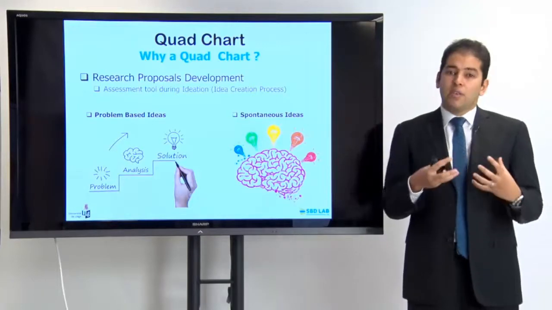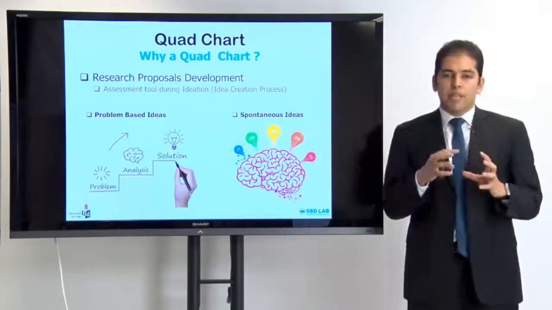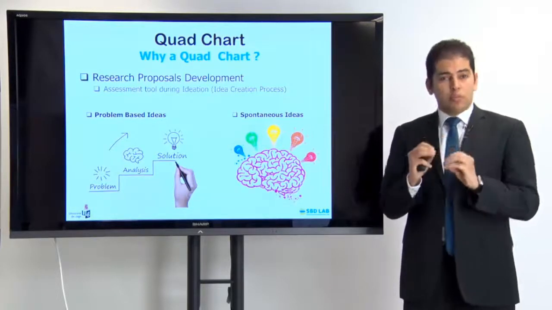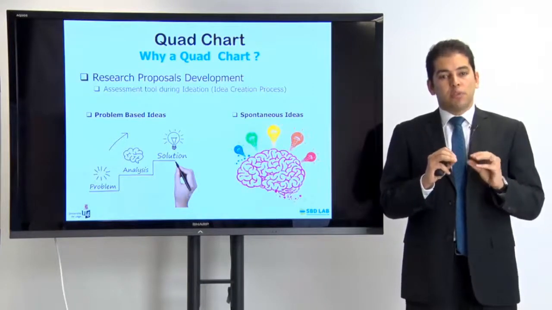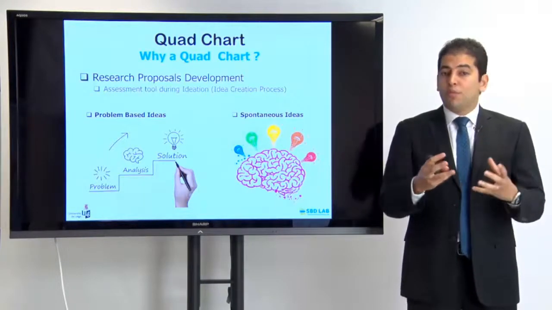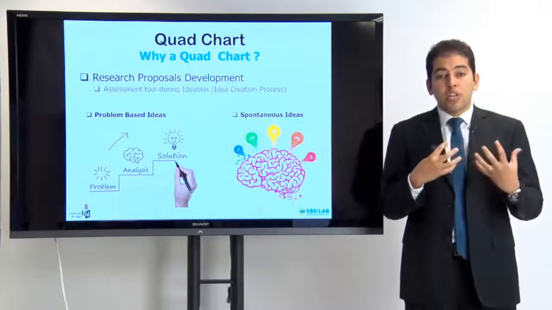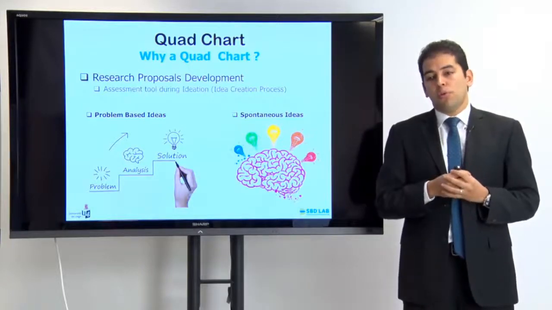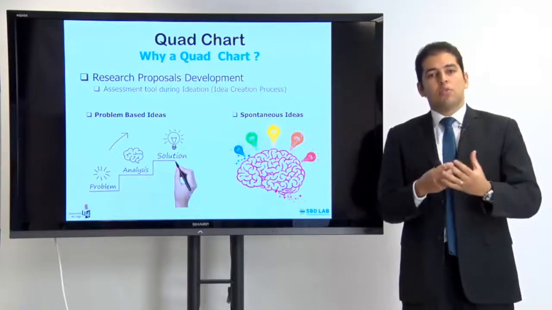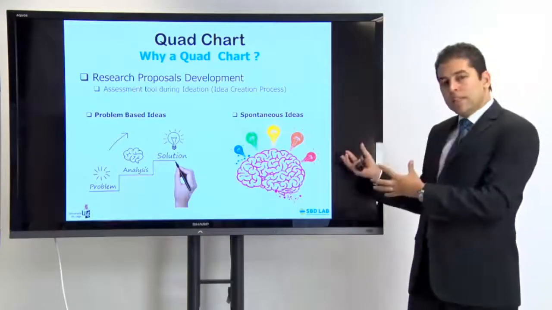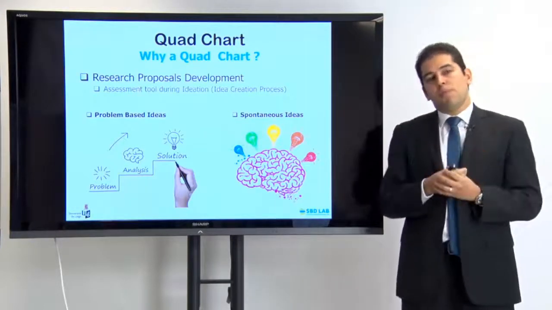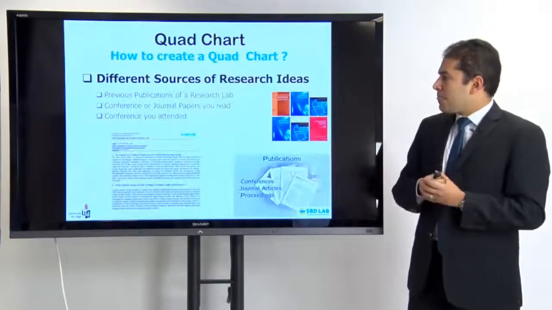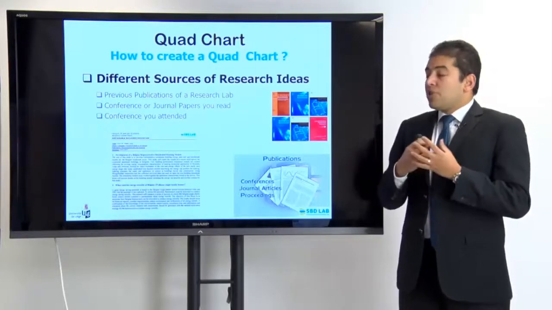So in this sense, I advise my students always to work on problem-based ideas. I ask them, what's the problem? Is this problem able to be a research problem? And once we have the green light for that, we can develop the idea. Well, if you have the creativity and the inspiration to come up with a spontaneous idea out of the blue and really cross it over and make sure that you can push it, this is also welcomed. But keep in mind that this is the smaller volume of ideas that we find in academia on a daily basis.